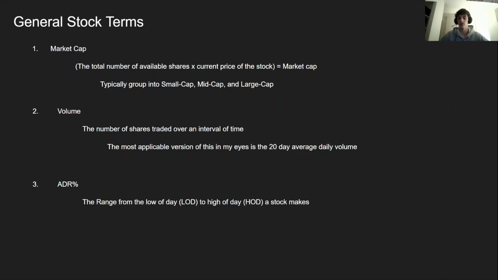ADR is the range from the low of day to the high of day that a stock makes. Once again, the 20-day average ADR is the most applicable because you can see how quickly a stock moves. It's a good gauge for volatility, or how much upside or downside move you can be expecting from a stock. The average ADR percentage of SPY ebbs and flows, but it's around 1%. The stocks that I trade, I'm looking for stocks shooting for that 5% ADR mark or above.